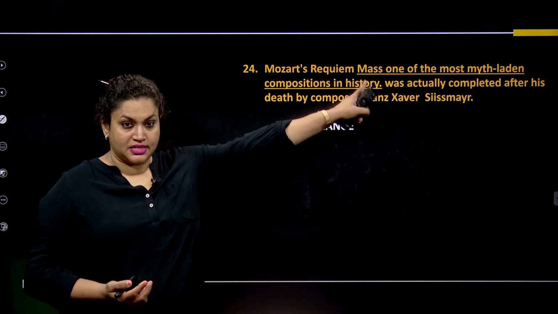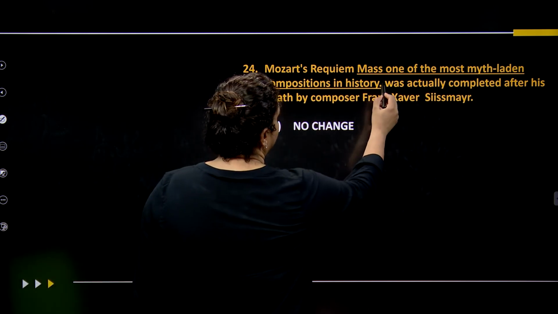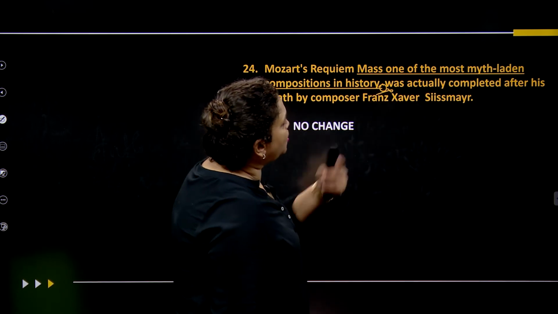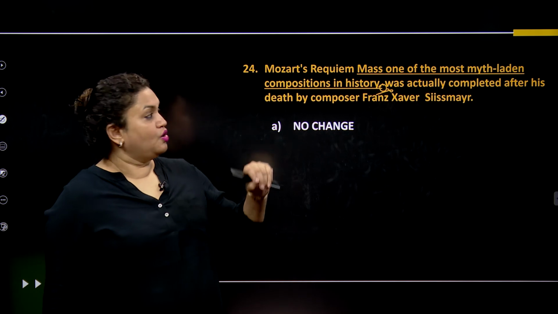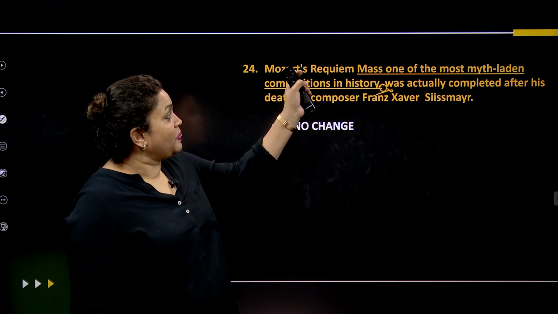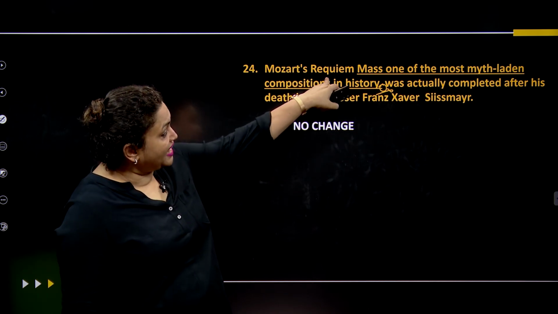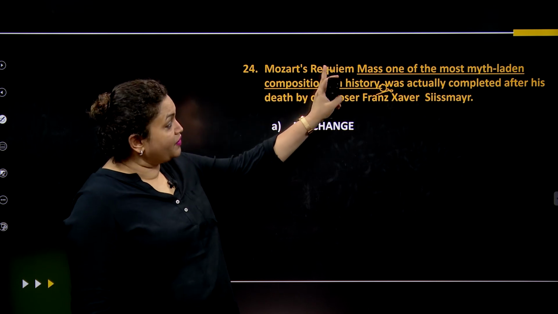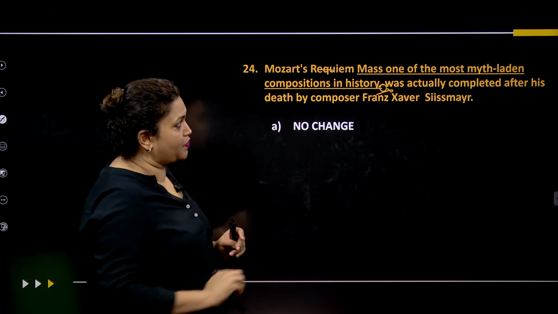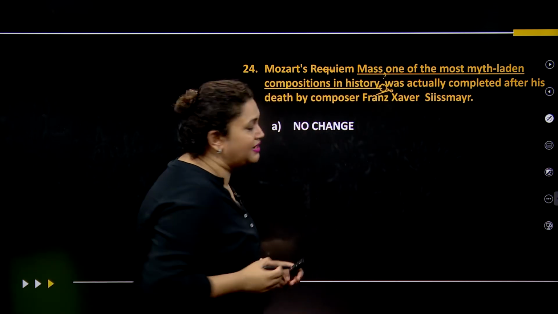The sentence started with a verb there, therefore definitely a full stop is wrong, and this goes continuously. Now we understand Mozart's is a possessive adjective. Then we have Requiem Mass. Now we understand that Requiem Mass is a noun, so we have to put a comma here, right?